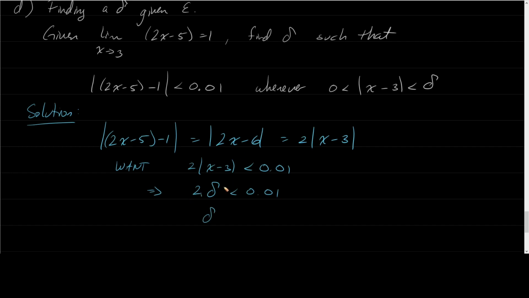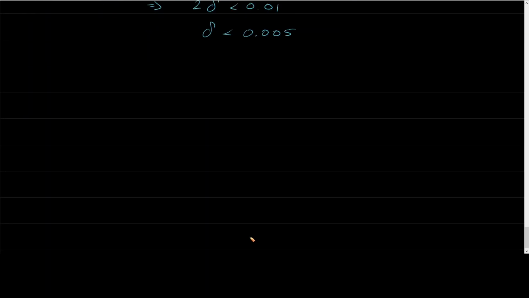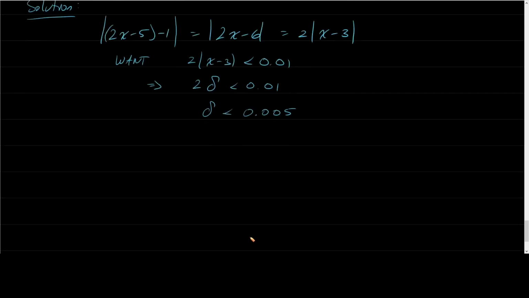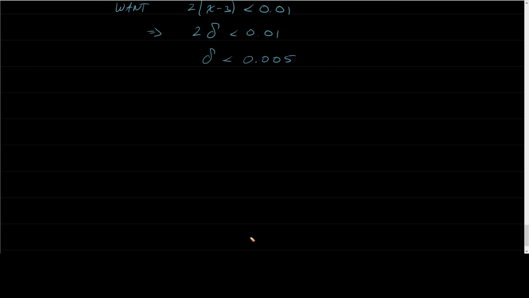And by the way, how did I replace that delta there? Over here, all right? So 2 times delta would be less than 0.01, so delta would be less than 0.005, because that's what 0.01 divided by 2 is. All right, so there we go. So we just have to choose a delta that's less than 0.005. Now, graphically, what did we just find? Let me show you what this means graphically in this specific example.